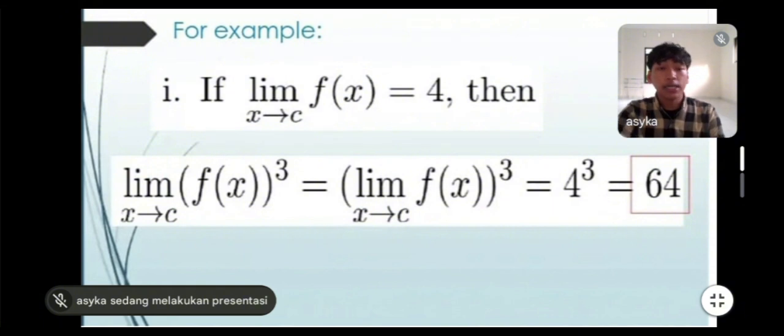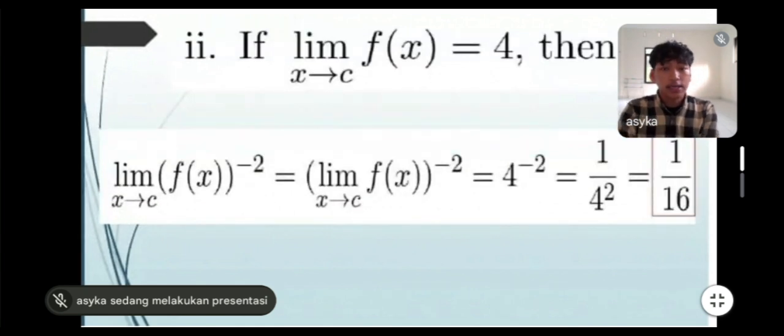For example, if the limit as x approaches c of f(x) equals 4, then the limit as x approaches c of f(x) to the power 3 equals the limit as x approaches c of f(x), all to the power 3. So we can write 4 to the power 3 equals 64.